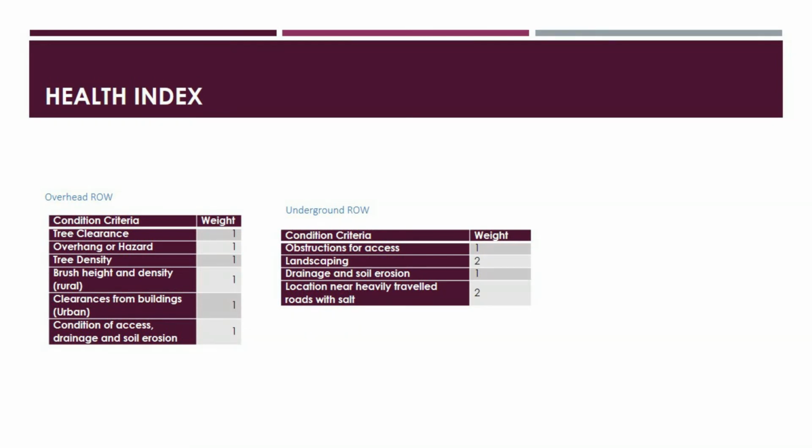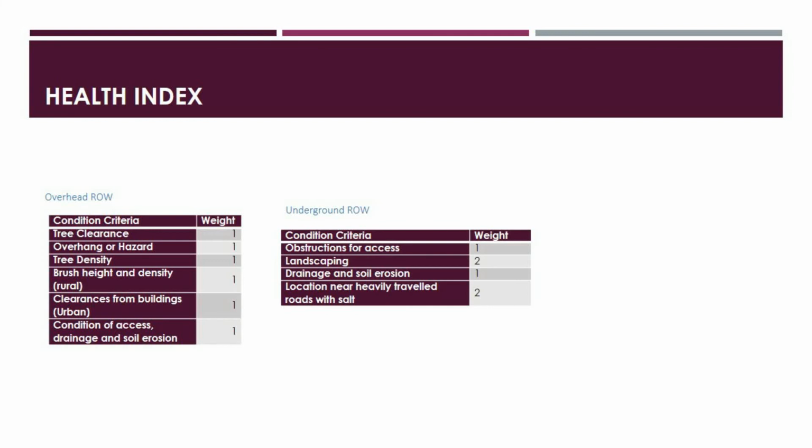Now, for overhead right-of-ways, all of those are assigned the same weight, so that's why we're assigning all of them a weight of 1. In this case, there are tree clearances, overhang or hazard trees, tree density, condition of access, drainage, and soil erosion. Now, if your right-of-way is in a rural area, you count the brush height and density, and if your right-of-way is in an urban area, you account for the clearances from buildings.